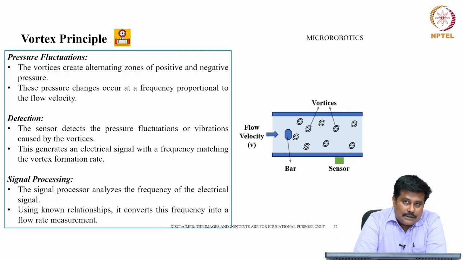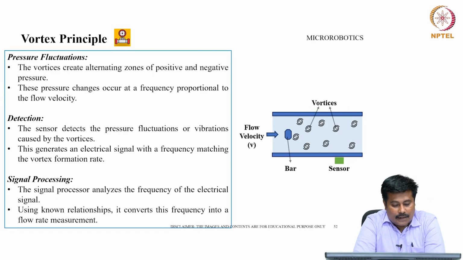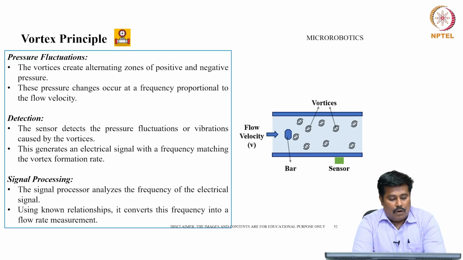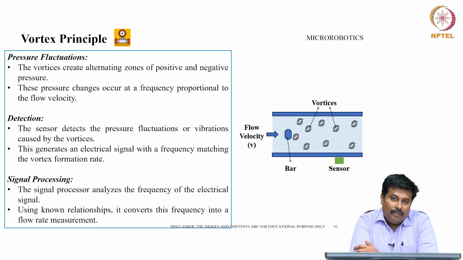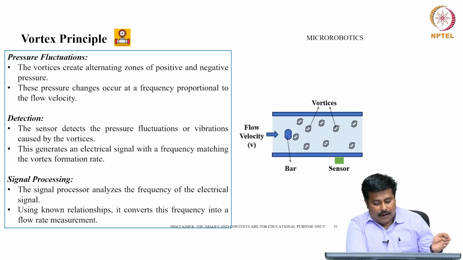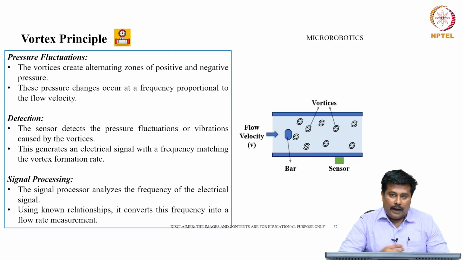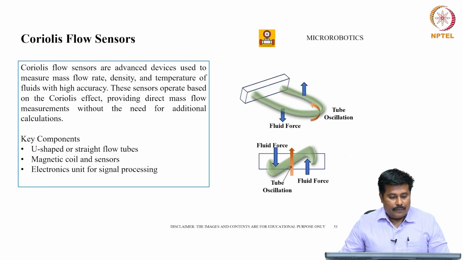With reference to the detection point of view, the sensor detects the pressure fluctuation or vibration caused by the vortices. This generates an electrical signal with a frequency matching the vortex formation rate. With reference to the signal processing point of view, the signal processor analyzes the frequency of the electrical signal using a known relationship, and it converts this frequency into flow rate measurements.